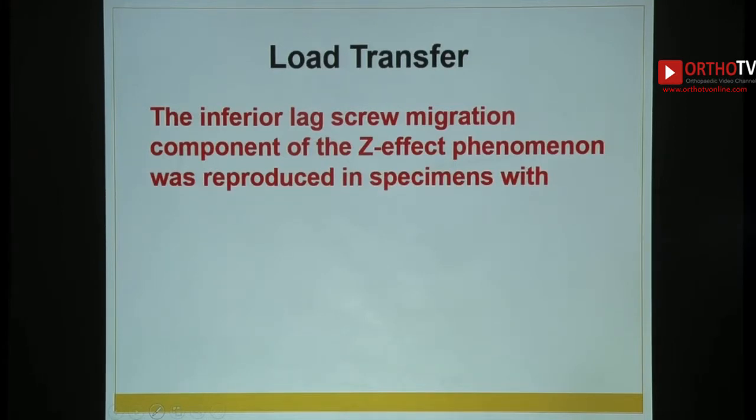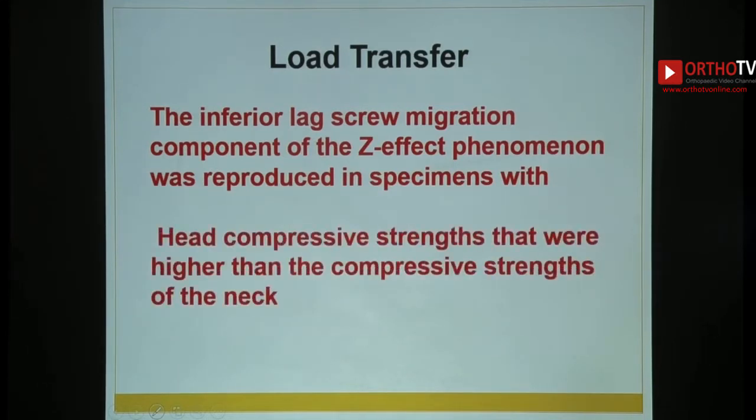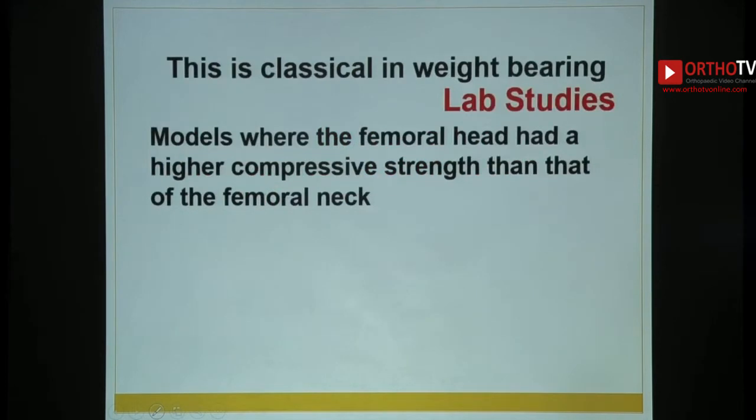And what does that say? It's very similar: the head compression strength, the compression which comes from weight bearing, was higher than the compression strength of the neck. So the head compression is more than the neck, so the screw starts moving out. That's the load transfer, which is classical in the weight bearing situation. Lab studies again favor this, that the femoral head had a higher compressive strength load going through it than the femoral neck itself.